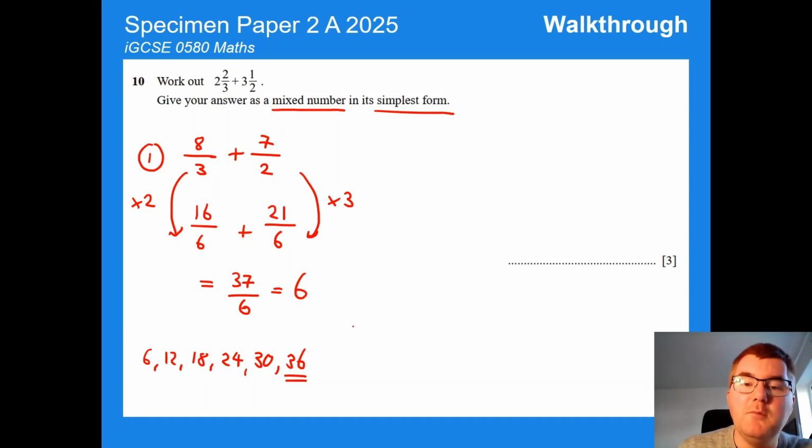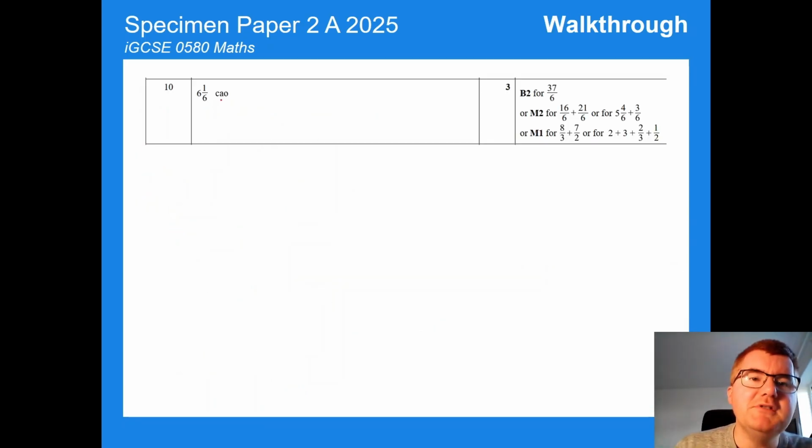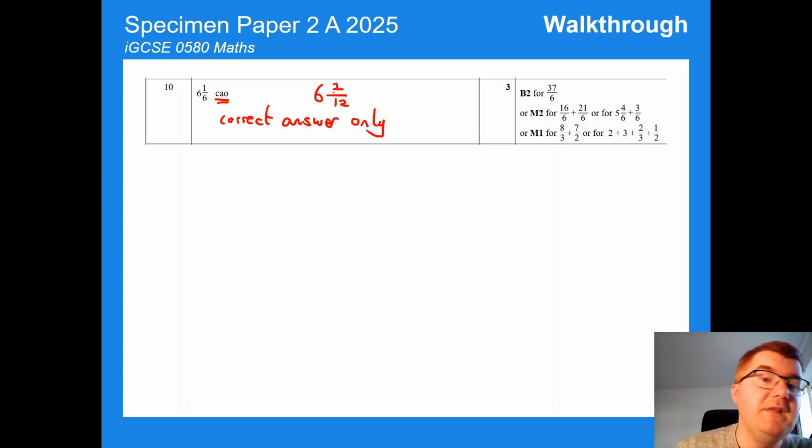And what are we left with? Well, if we find the remainder, so 37 minus 36, that's just equal to 1. So that gives us then 6 and 1 over 6. Remember, the denominator here stays the same. And we end up with 6 and 1 over 6 for our 3 marks. Again, very important here, you've got the CAO. You may not be aware of this on the mark scheme. This means correct answer only, which in normal language, if you had 6 and let's say 2 over 12, for example, this would not give you all 3 marks. You have to get exactly 6 and 1 over 6.